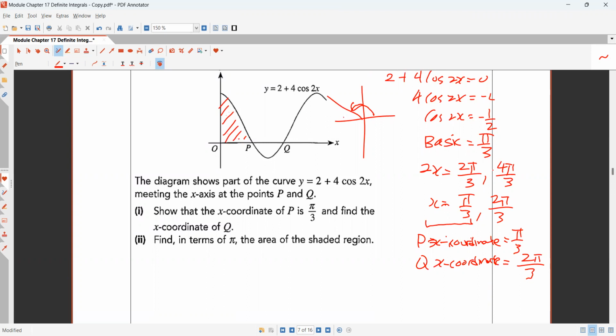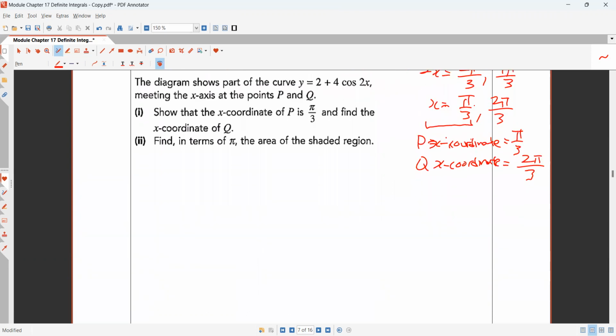Shaded region. How to find shaded region? From 0 to pi over 3. Okay, so I will do the integration. So for number 2, the area will be equal to from 0 to pi over 3, and then the function, you just substitute, 2 plus 4 cos 2x dx.